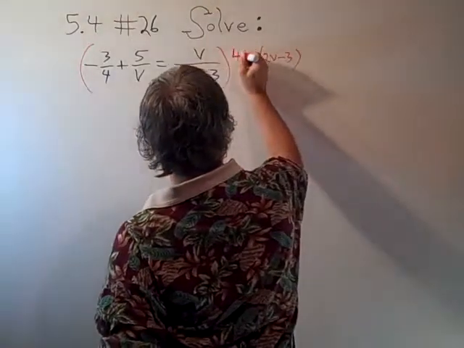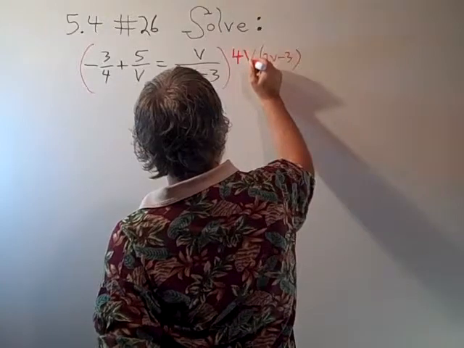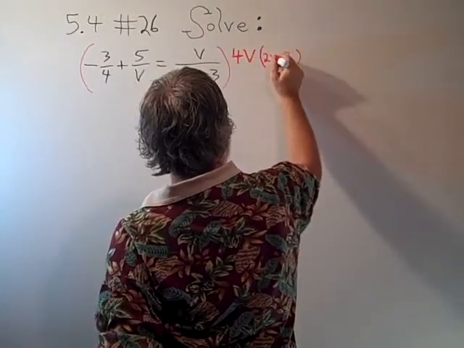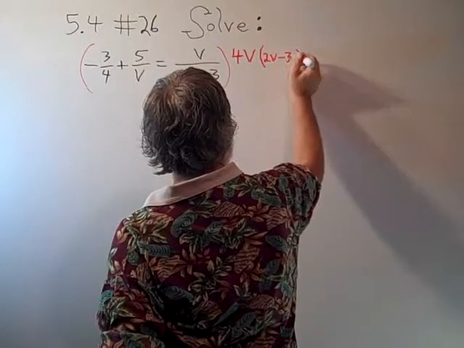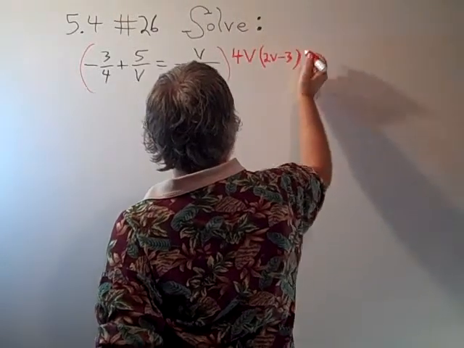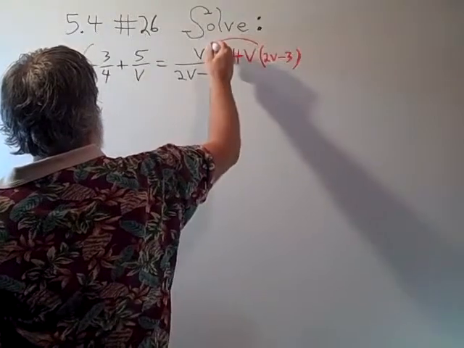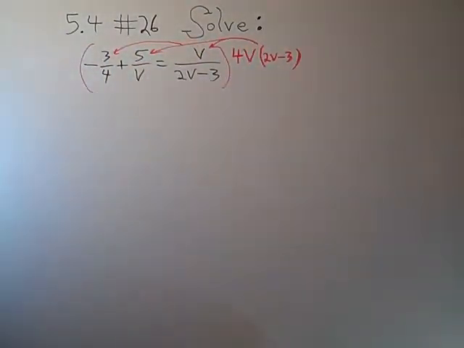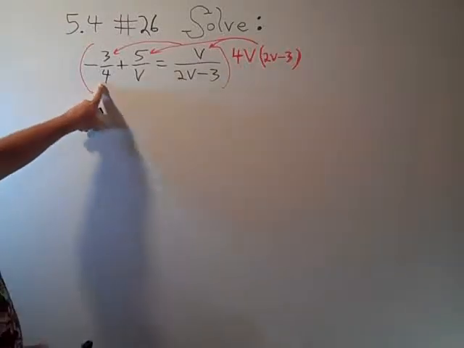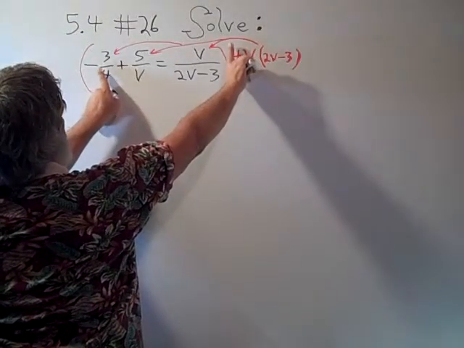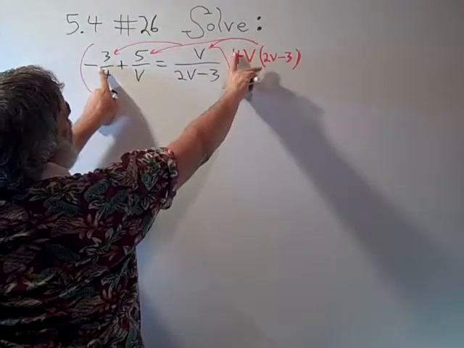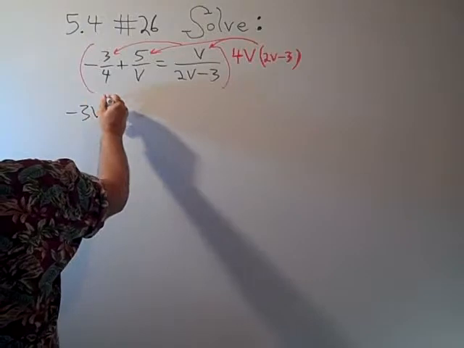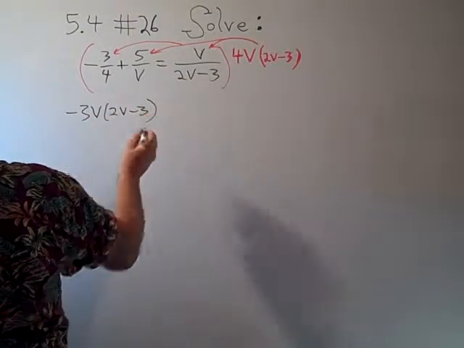Let me make this a little more prominent here. So what we're going to do is distribute this factor to each term in the entire equation. So this whole factor distributes to each term in the equation. When it comes over here to the far left term, the 4's cancel, so you're left with negative 3 times v times 2v minus 3. So negative 3 times v times 2v minus 3.